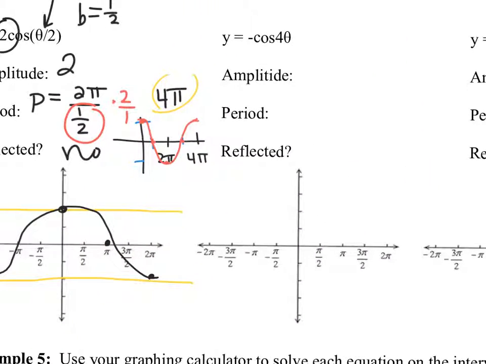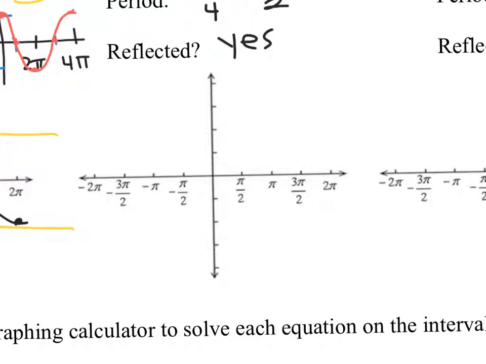Okay, the amplitude is 1. The period is 2 pi over 4, so it's pi over 2. And then, yes, it's been reflected. So the amplitude is 1. And then the period goes from 0 to pi over 2. So I'm going to do one cosine cycle in here. So I'm going to split this up into fourths. And I'm going to start at the max and go 0.